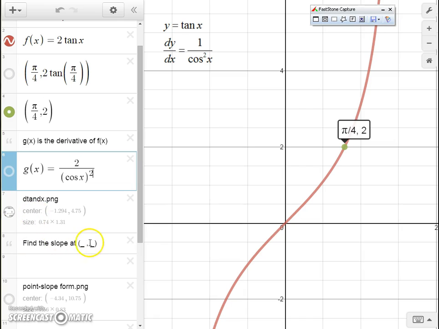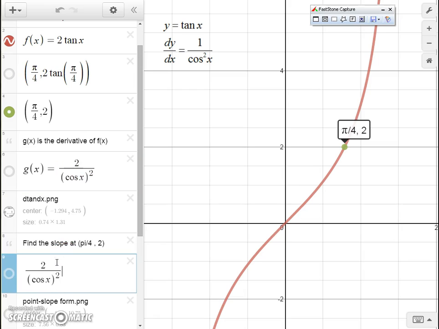Okay, so now we just have to find the slope at, this is pi over 4, and my y in this case is 2. So find the slope. The slope will be, I'm just going to copy this derivative expression and put it here. Now I know my x is equal to pi over 4. No x anymore. The x becomes pi over 4.